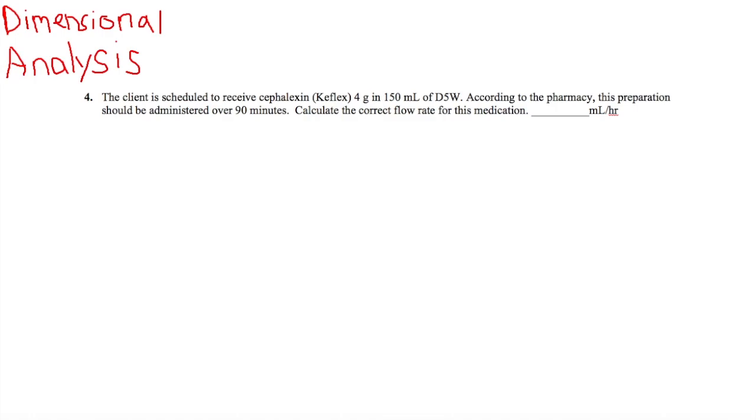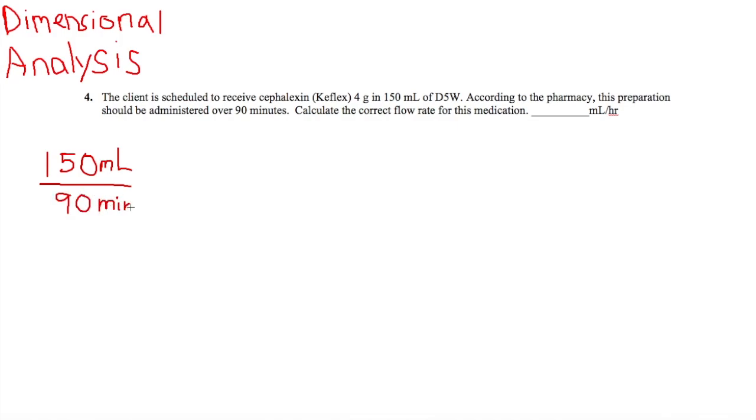Problem number 4, we have a client that is scheduled to receive cephalexin Keflex, 4 grams, in 150 mils of D5W. According to the pharmacy, the preparation should be administered over 90 minutes. Calculate the correct flow rate for this medication in mils per hour. So we're going to take our 150 mils. We know that that is going to end up on top, mils over hours. So 150 mils over our time. So right now we have 90 minutes.